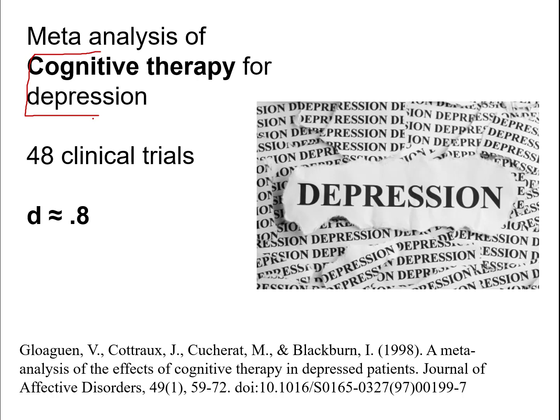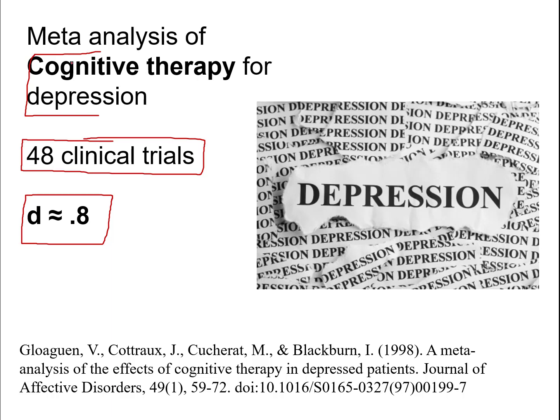And here I have an example from a meta-analysis that included quite a few studies. So this is a meta-analysis of 48 different clinical trials, 48 different studies testing the effectiveness of cognitive therapy for depression. And averaging across all these studies, they found that the effect size was a d-statistic of 0.8. There's 0.8 of a standard deviation of difference between the treatment group and the control group.